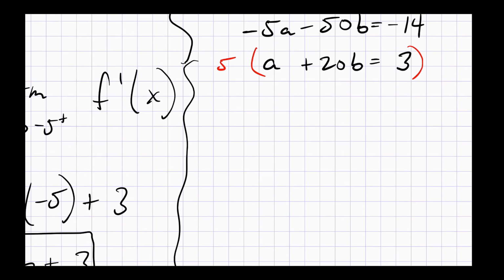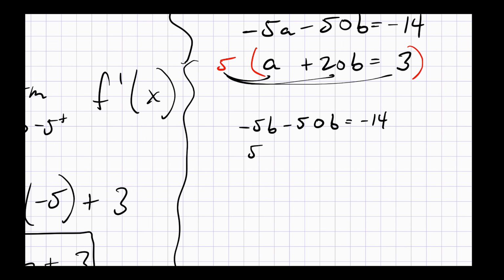Okay? So the top is going to stay the same. The bottom is going to be multiplied by 5. So everywhere I'm going to distribute a 5. So I get 5. Ooh, put a B there. I should put an A there. 5a plus 100b equals 15.